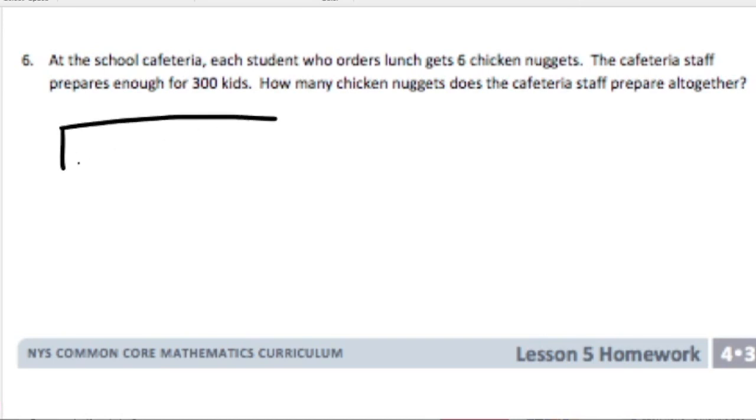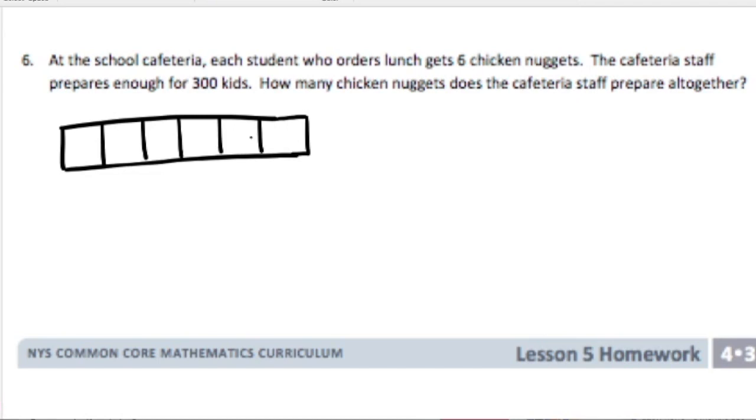So we need to figure out how many chicken nuggets they prepare altogether. We know that each child gets 6 and there are 300 children. So I'm going to do 6 spaces, mainly because 1, 2, 3, 4. I don't want to do 300 spaces, right? I'm going to choose the smaller number to do the equal spaces for.